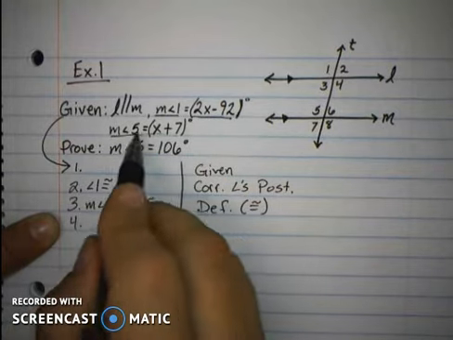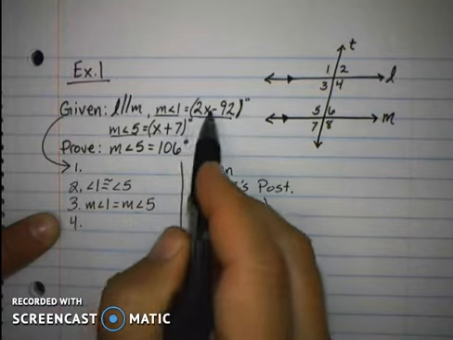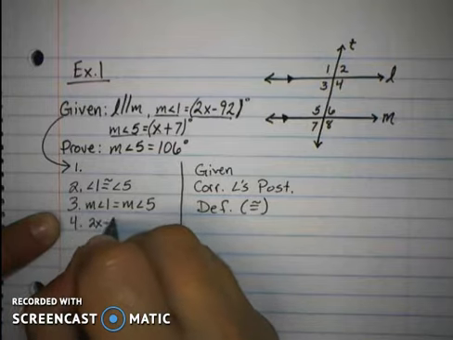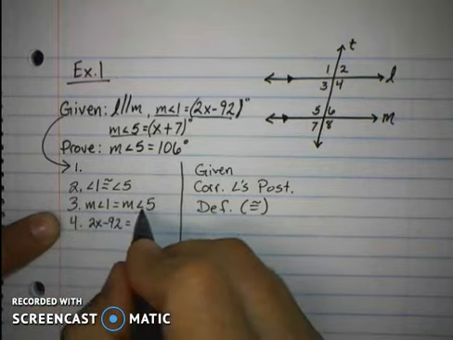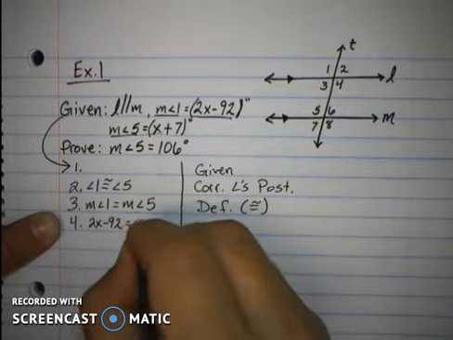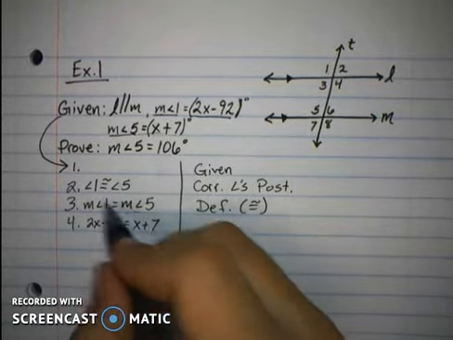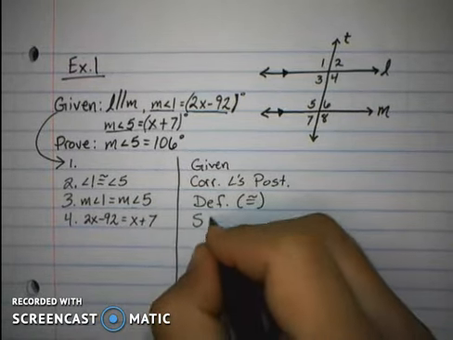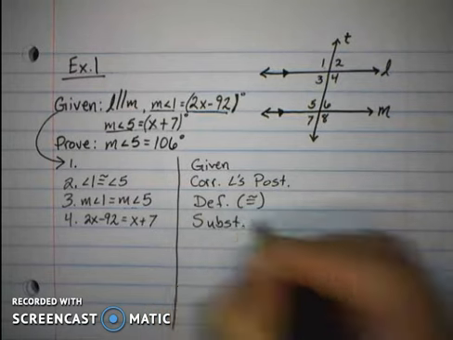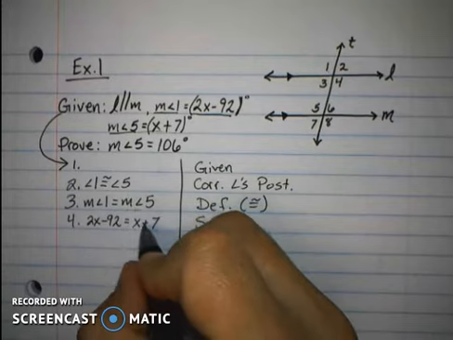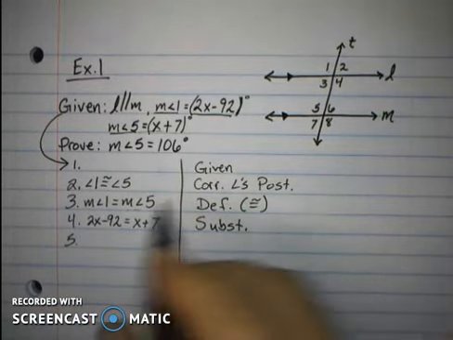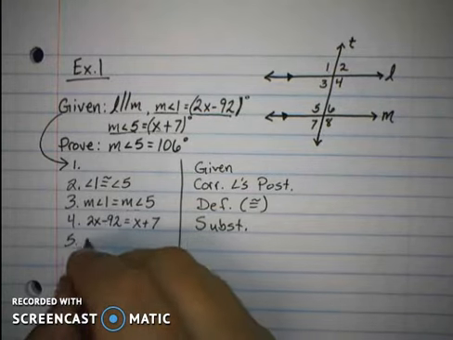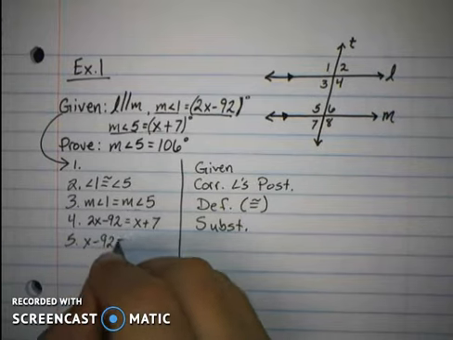All I have to do is change this equation into the equation using the expression. So instead of angle 1, I put 2x minus 92. And instead of angle 5's measure, I put x plus 7. I want you to think about what allows us to take these out and put these in their place. Substitution. Okay, we're just substituting equal values in. Now we can start to solve the equation. Some of you guys are going to take different steps here. I would subtract x from both sides and get this.